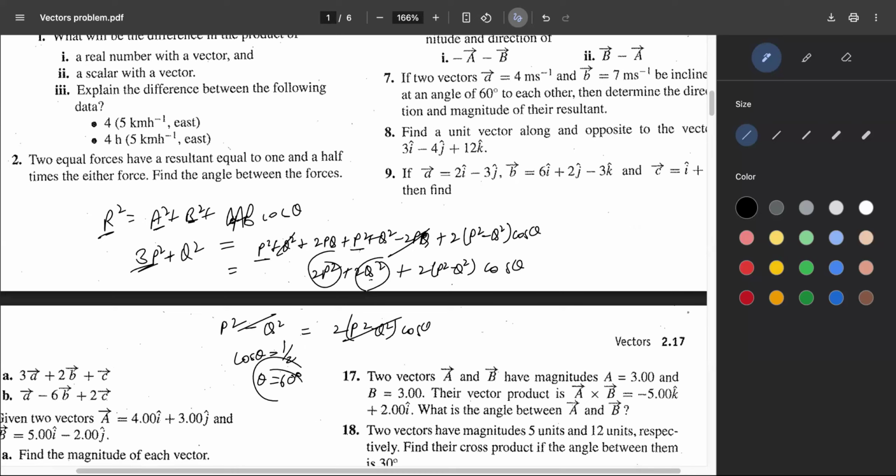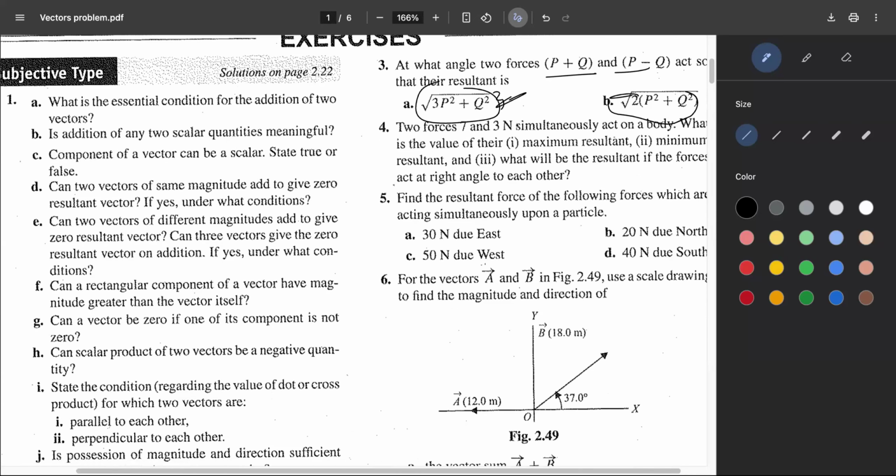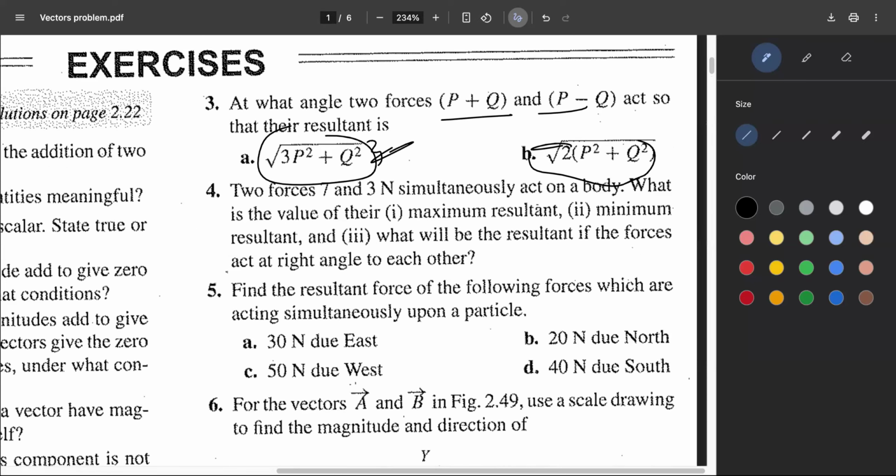Okay. So yeah, this is the second part. You can try this by yourself. Two forces A and B act simultaneously on the vector. What is the value of the maximum resultant, minimum resultant? What will be the resultant if the forces are at right angle to each other? Again, same thing.